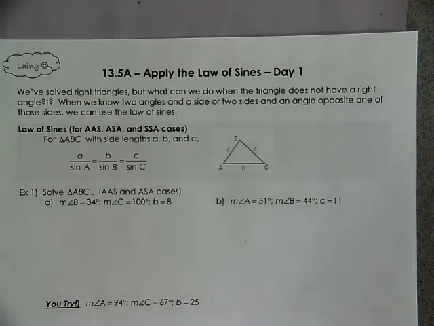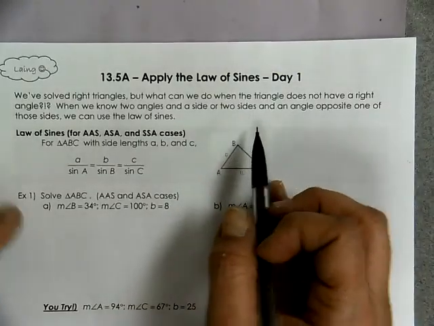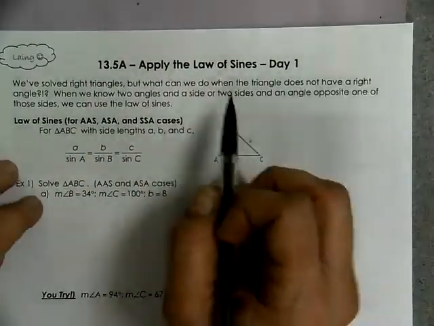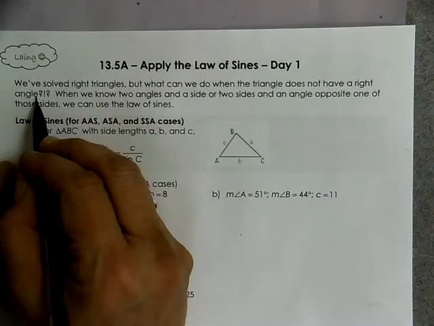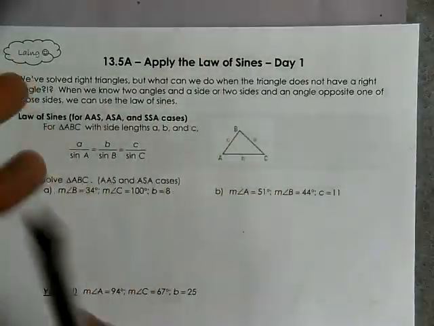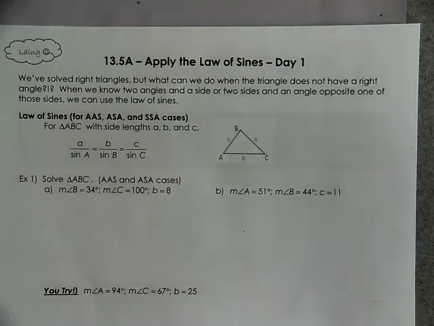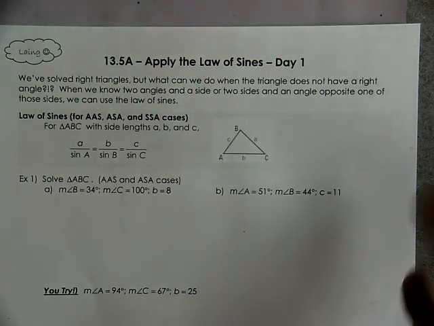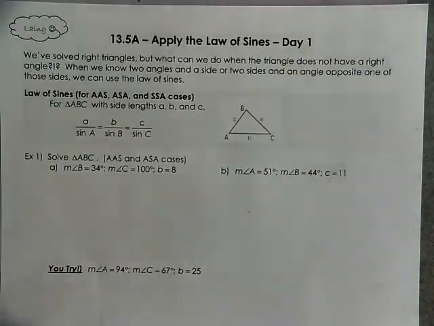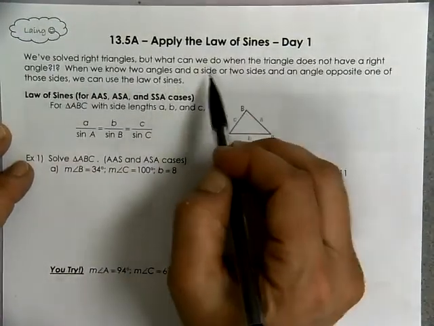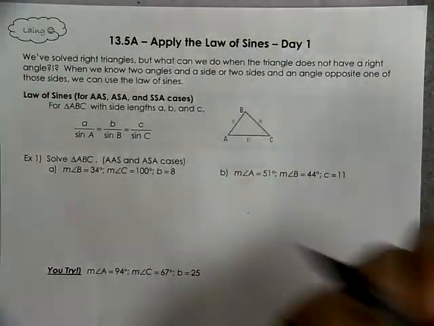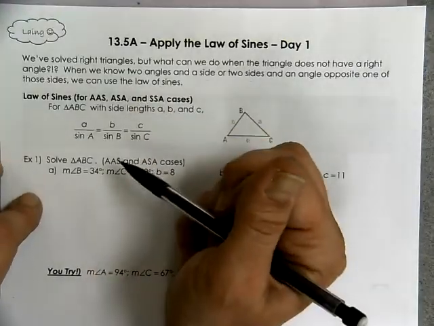So we use the law of sines when we get stuck because we've solved right triangles. But let's say that the triangle does not have a right angle. In that case, we can't use the regular sine, cosine, and tangent, the opposite, adjacent, hypotenuse thing that we were talking about, because in a non-right triangle, there's not a hypotenuse. So when we know two angles and a side, or two sides and an angle opposite one of those sides, what we can do to solve is use the law of sines instead.